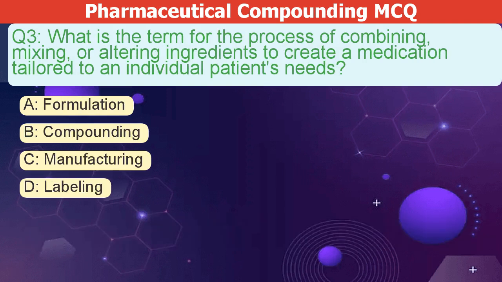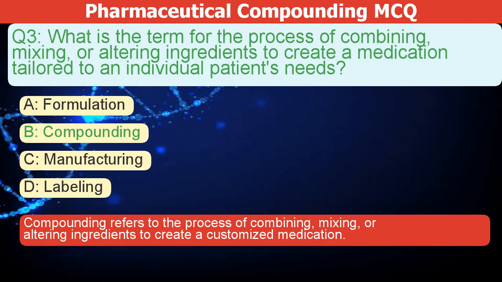What is the term for the process of combining, mixing, or altering ingredients to create a medication tailored to an individual patient's needs? A. Formulation. B. Compounding. C. Manufacturing. D. Labeling. The correct answer is B. Compounding refers to the process of combining, mixing, or altering ingredients to create a customized medication.